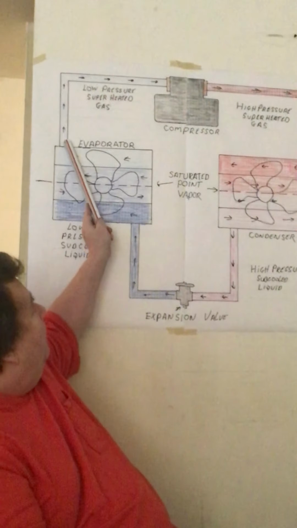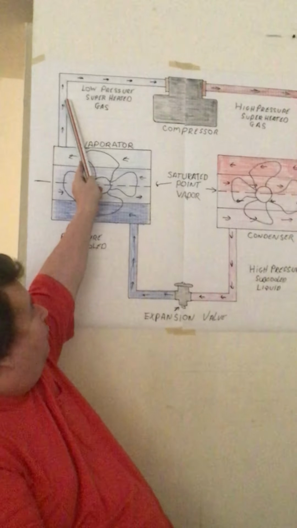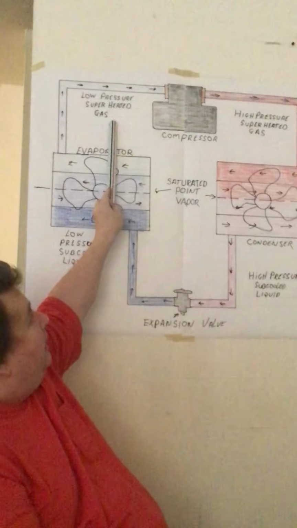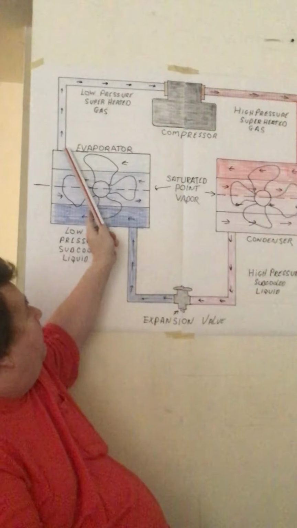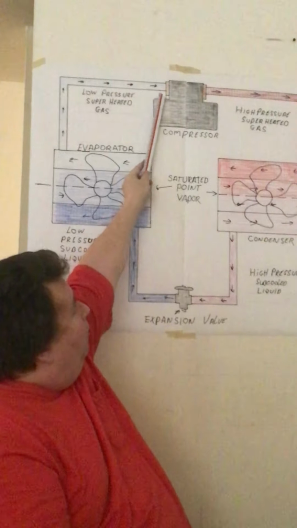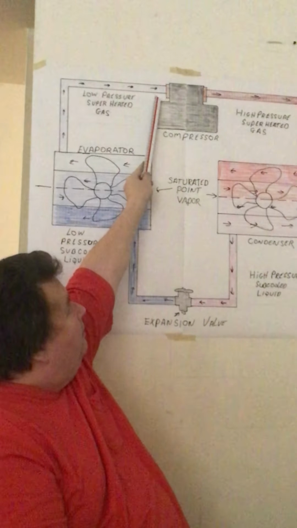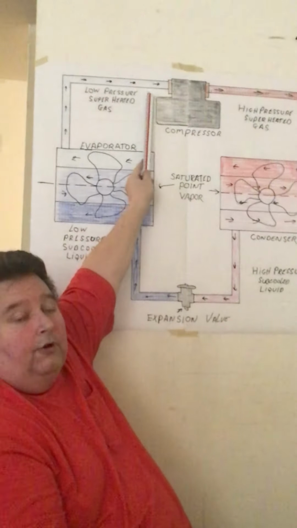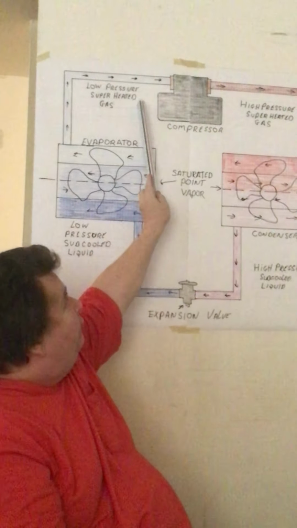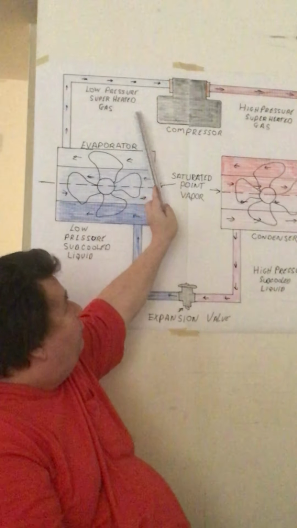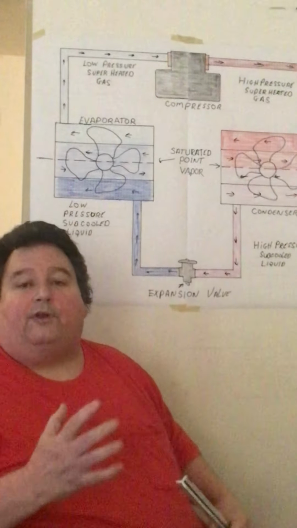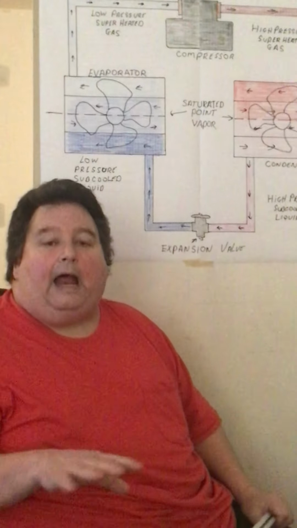And what it does is it comes out of the evaporator. This is the suction line. It comes out of the evaporator as a low pressure, superheated gas, travels through the suction line all the way back to the compressor as a low pressure, low temperature, superheated gas. Now, the thing about the superheat is you need it because you don't want any liquid refrigerant going back to the compressor. That's one of the worst things that can happen.